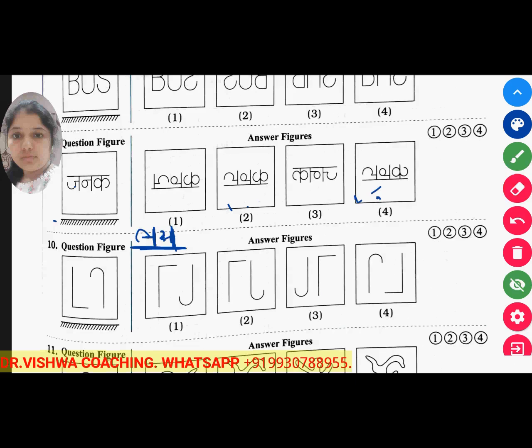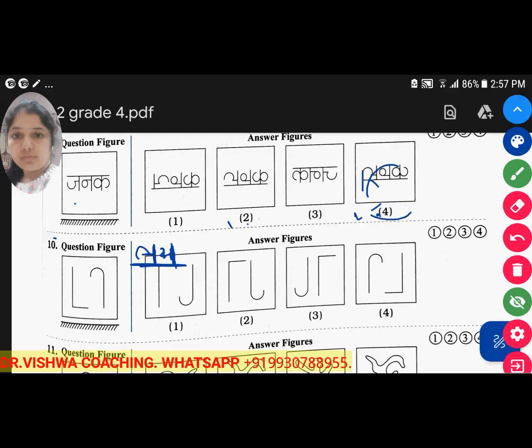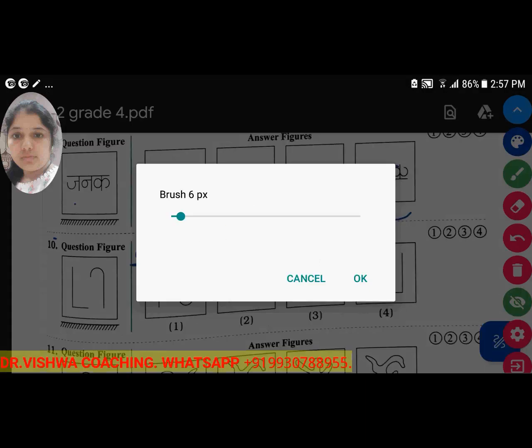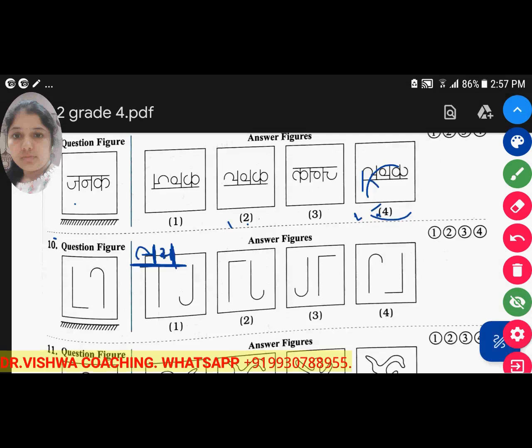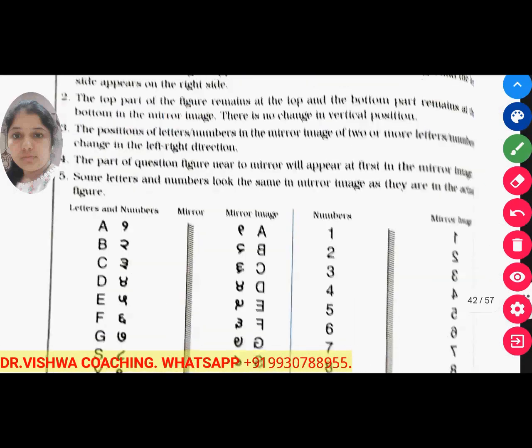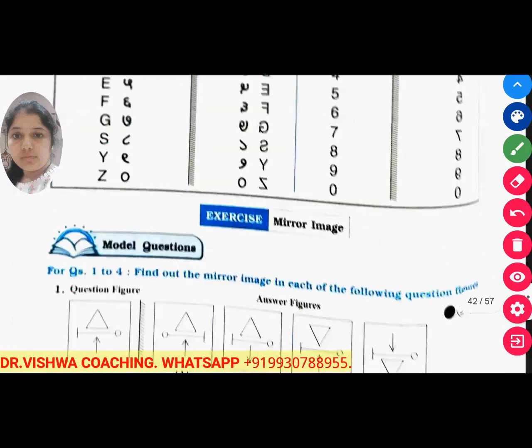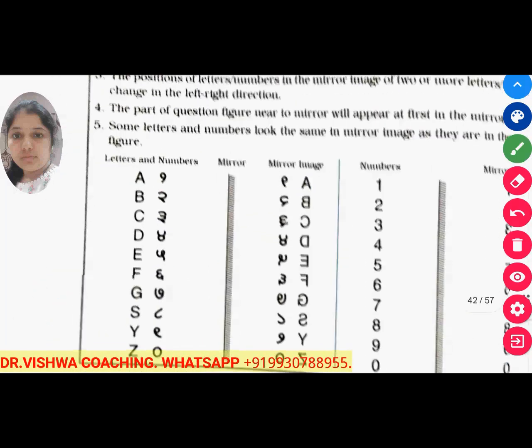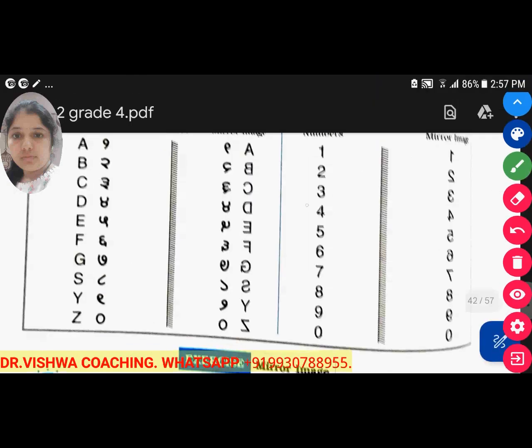Okay, understood how to identify? Don't be in a hurry to identify the figure because sometimes it is very tricky. Okay, now I will take some sums for mirror images. Now see here again, alphabets, how they look in the mirror, they have shown. How the numbers look in the mirror, they have shown.